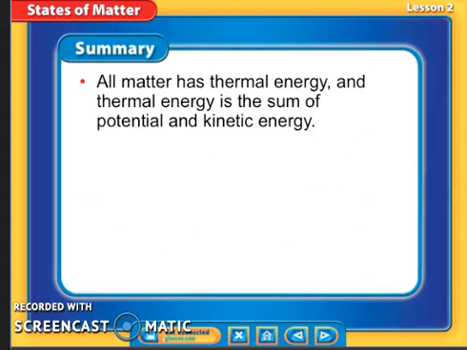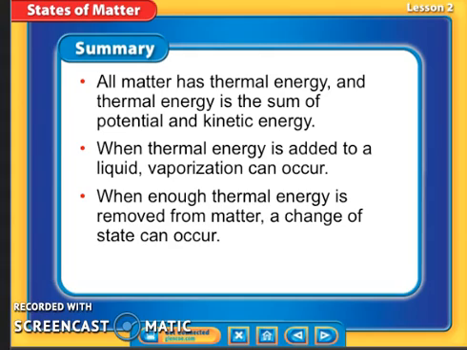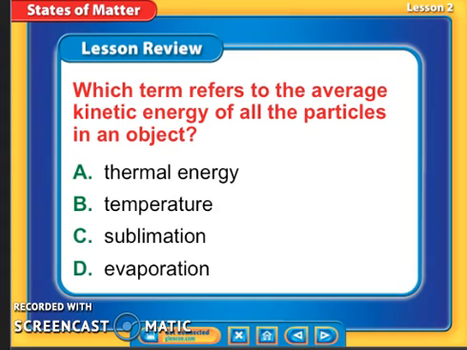So in summary, all matter has thermal energy, and thermal energy is the sum of potential and kinetic energy. When thermal energy is added to a liquid, vaporization occurs. Okay, so remember boiling and condensation. When enough thermal energy is removed from matter, a change in state can occur. When you take away thermal energy or heat from matter, it changes state. So let's go through here.